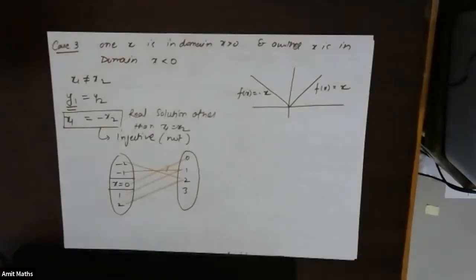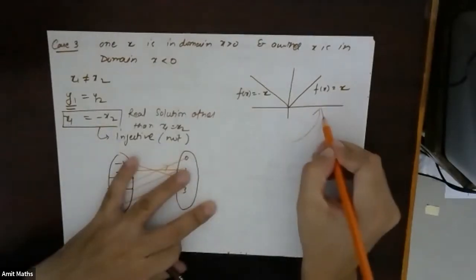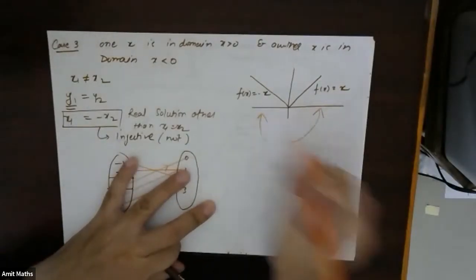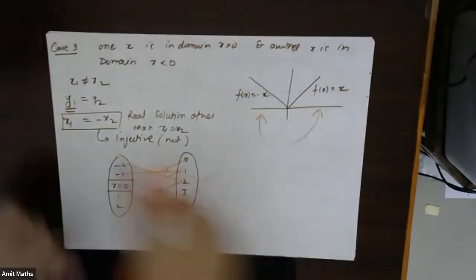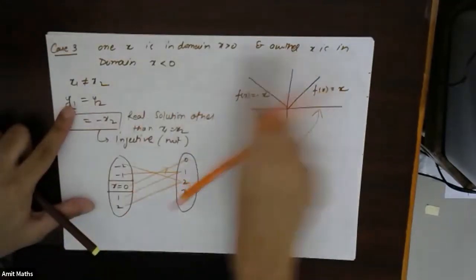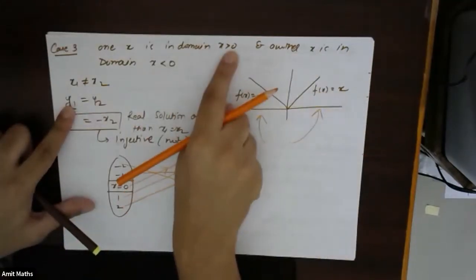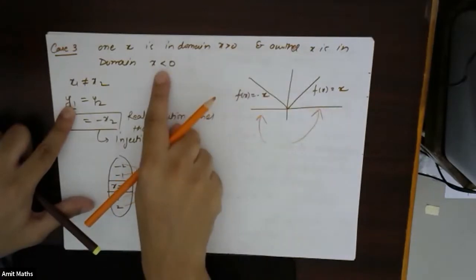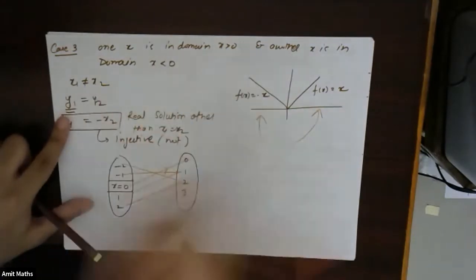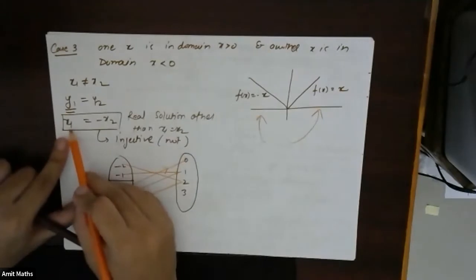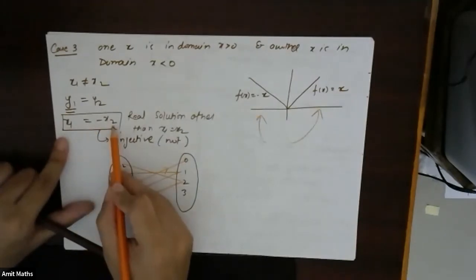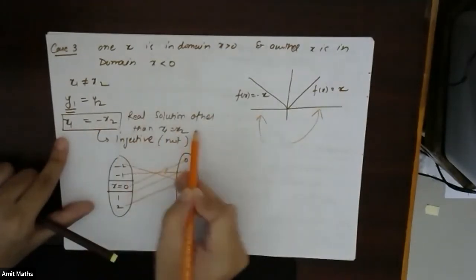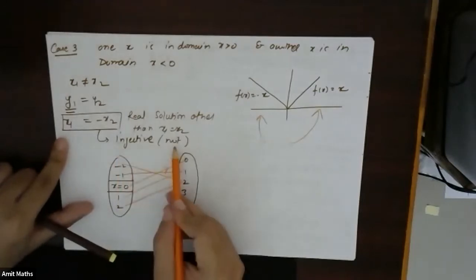Okay. Now see, when I'm taking one x on this part and the other x on this part. So one x is on this part, I have taken x1 greater than 0, and another x less than 0. So I'll just substitute those in the functions. So this will become x1 equals minus x2. So this is a real solution other than x1 equals x2. So that means this is not an injective function.